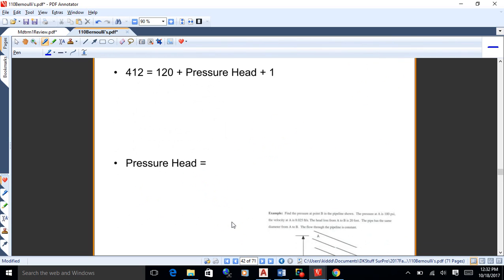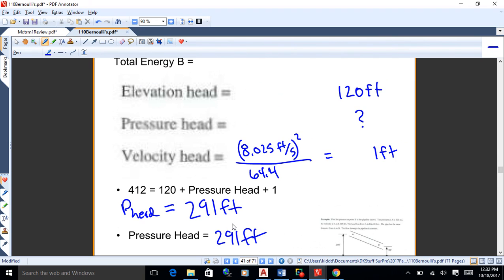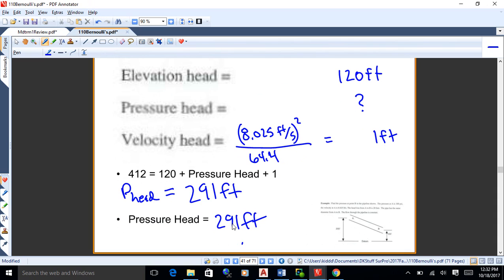And so what's the pressure at B going to work out to be? If the pressure head's 291 feet, how much pressure? Okay. So that'll work out to be 126 psi.